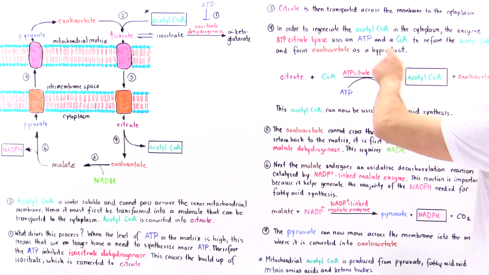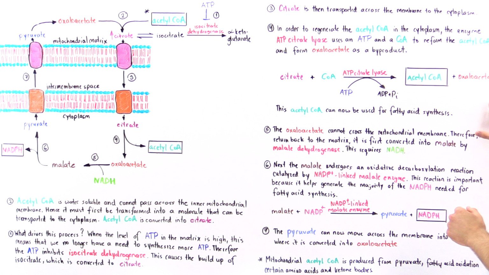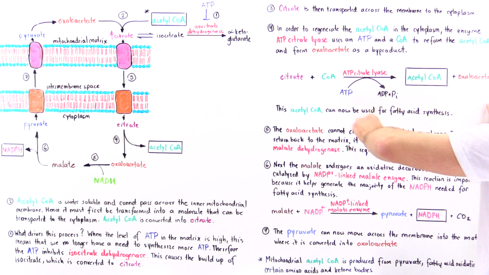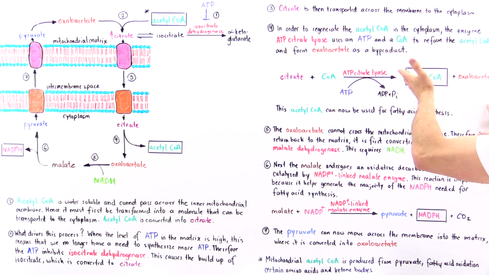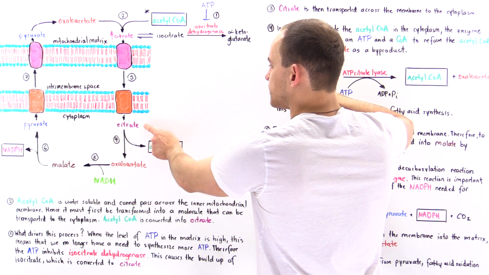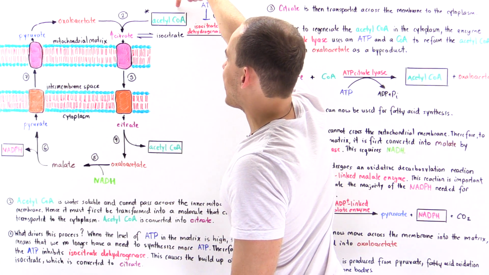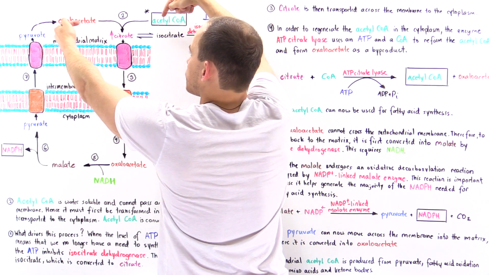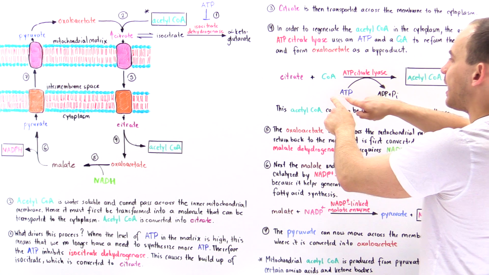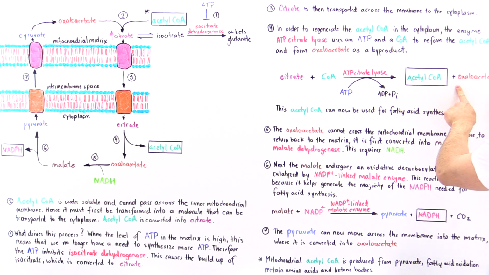So in order to regenerate the acetyl coenzyme A in the cytoplasm, the enzyme ATP citrate lyase uses an ATP and a coenzyme A to reform the acetyl coenzyme A and that oxaloacetate as the byproduct. So this is the reaction shown here. So we have the citrate that is now on the cytoplasmic side. We have a coenzyme A that is different than the coenzyme A that we had here, because remember, in this process, the coenzyme A was essentially kicked off. We combine these two by hydrolyzing ATP and we form an acetyl coenzyme A and the oxaloacetate.